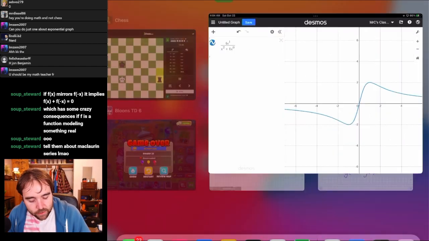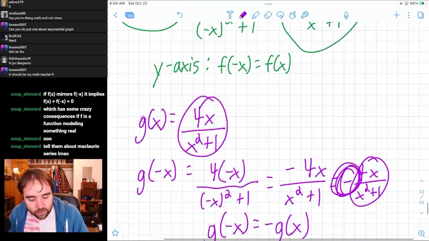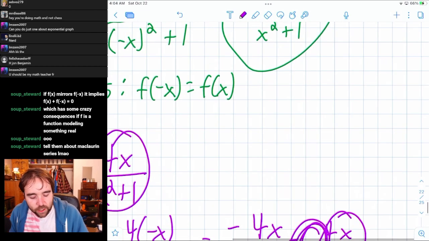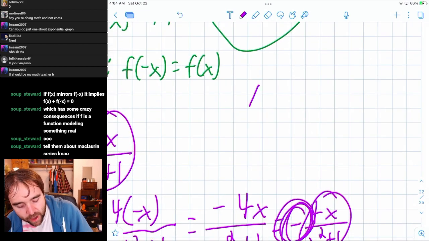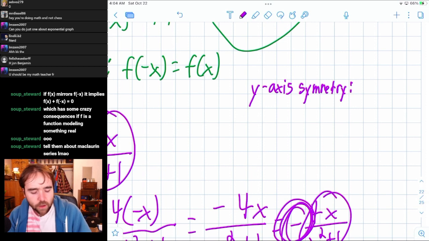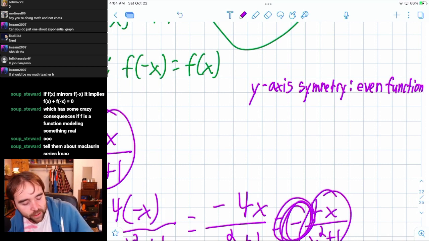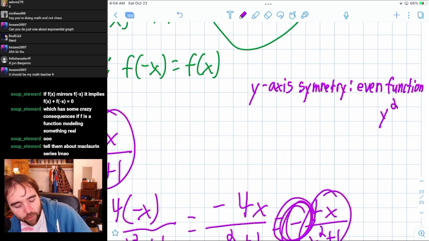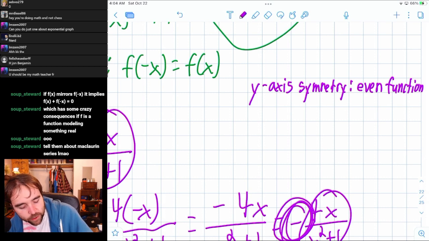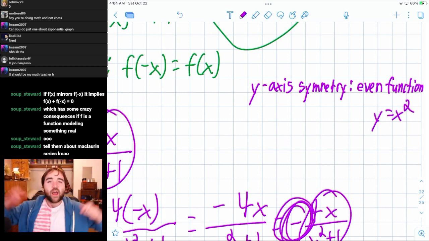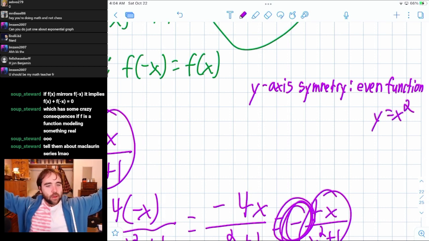So one last thing I need to clear up is I kind of just realized I might have been using these interchangeably. When we talk about y-axis symmetry, if something has y-axis symmetry, we call that an even function, largely because that's functions like y equals x squared. They have y-axis symmetry, it's a parabola, and that's what we call an even function.